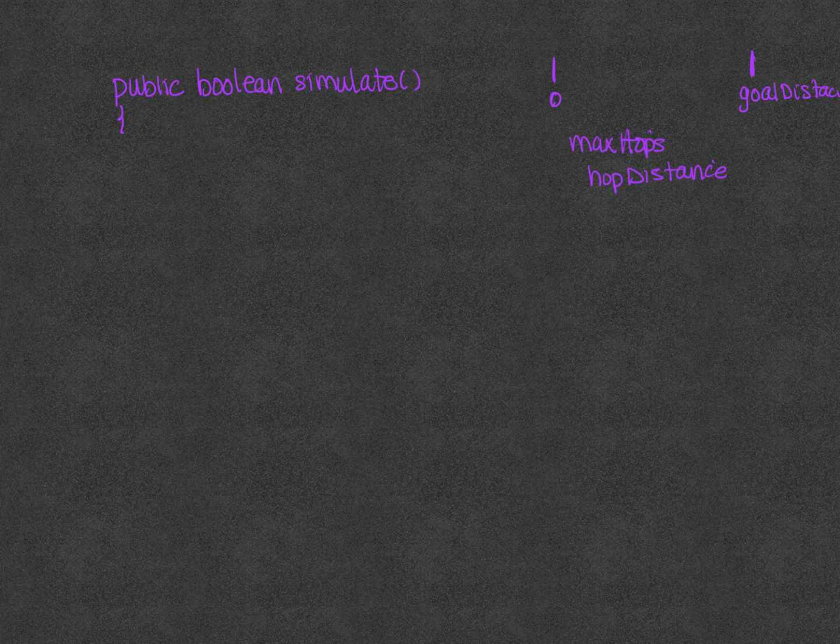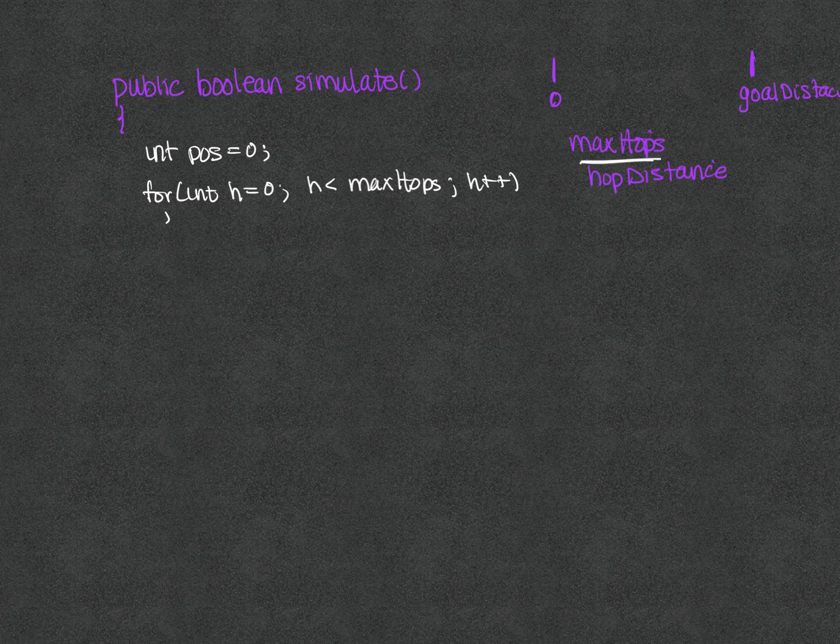Okay, so we have public boolean simulate. One of the first things that we need to keep track of is the position. When he first starts, his position is going to be at 0. We're going to go until he's made his max hops. So for int hop equal to 0, hop less than max hops, hop++. And the first thing he's going to do is hop. So position is going to accumulate the hop distance.